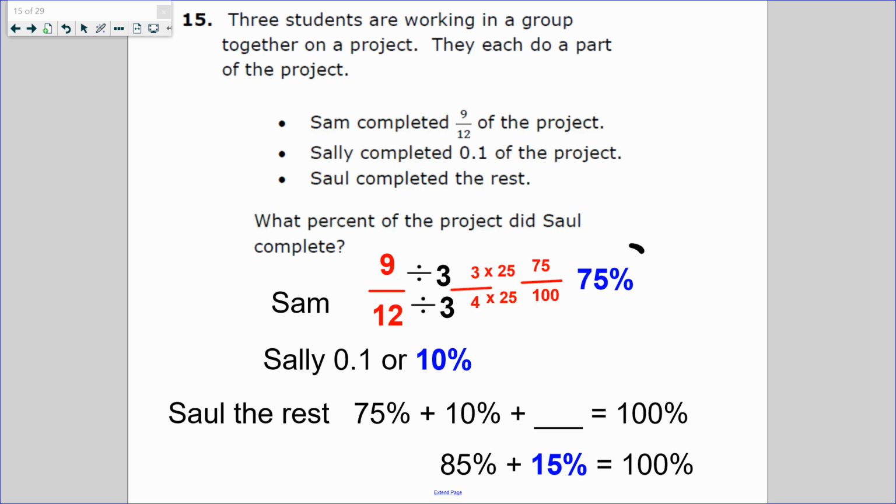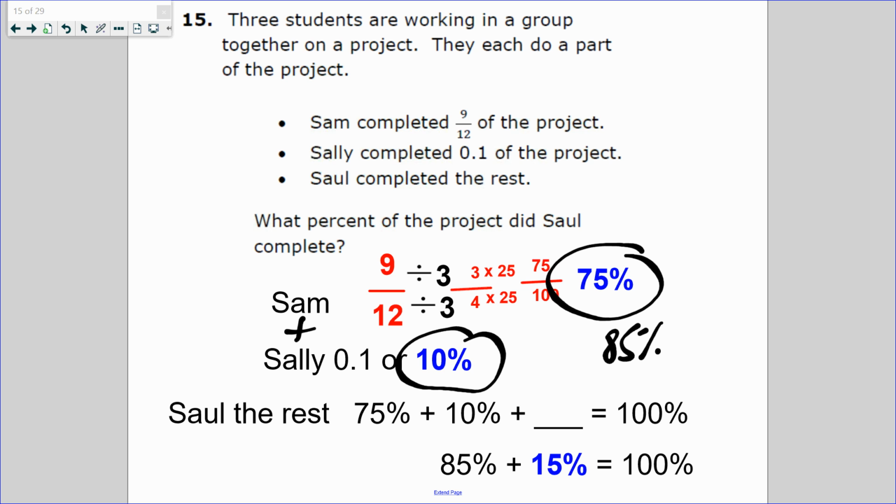And do you know what 3/4 is? You should have it memorized by now. It's 75%. One group of 10 is 10%. So Sam did 75%, Sally did 10%. So in other words, together they did 85%. But to finish the project is 100%. So what do I need to add to 85% to get 100%? That means he did 15% to finish the project.